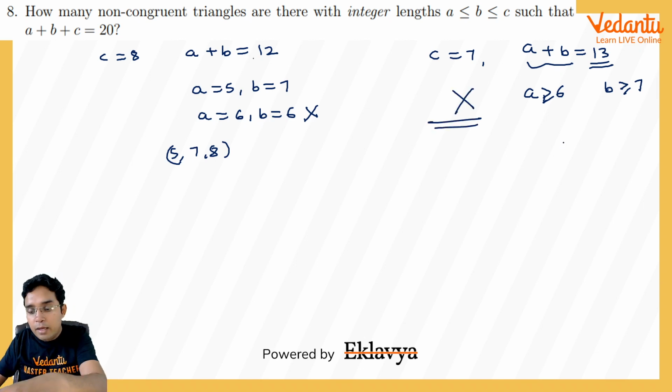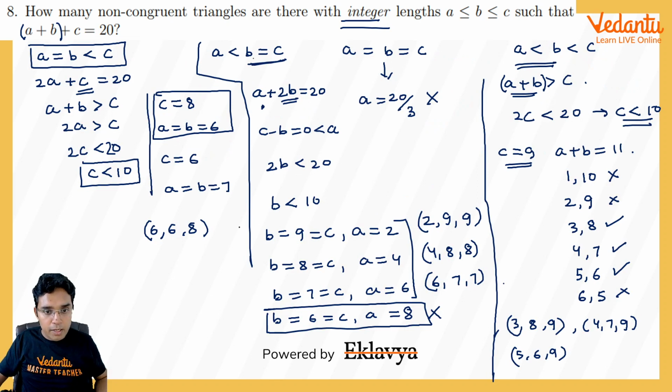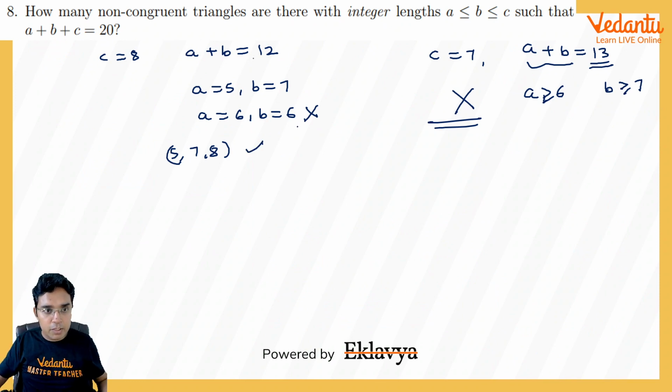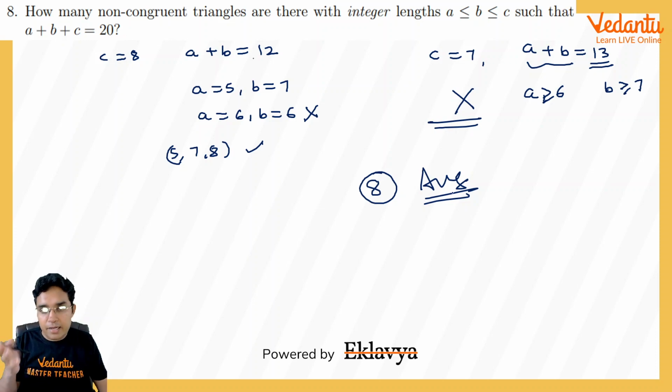So how many possibilities have we got so far? I think this is 1, 2, 3, 4, 5, 6, 7, and this one is the 8th one. So the number of non-congruent triangles here would be 8. Okay, and that is the answer for this question. This question again is tricky, I will say.